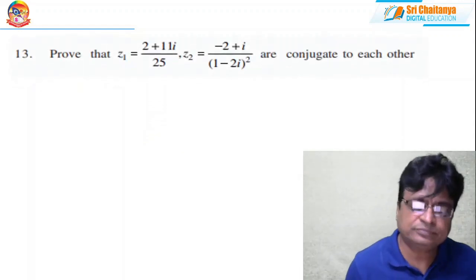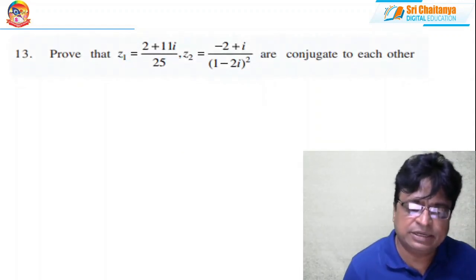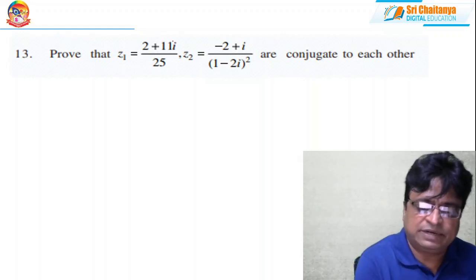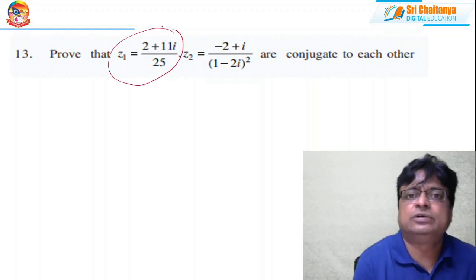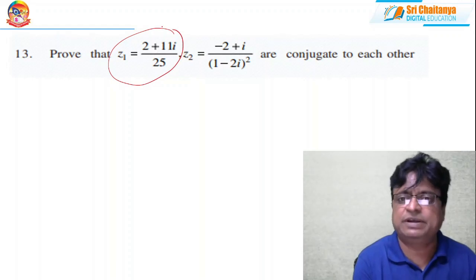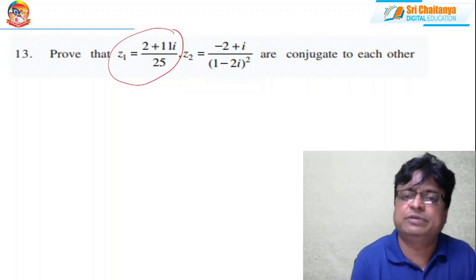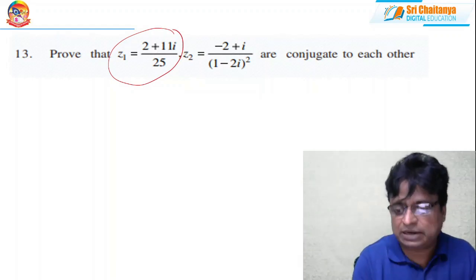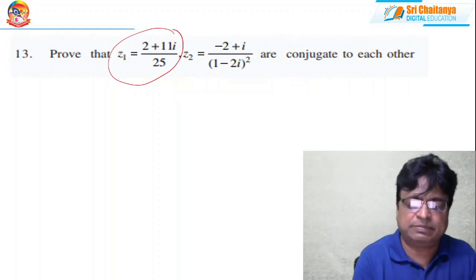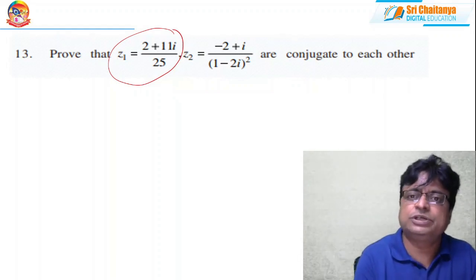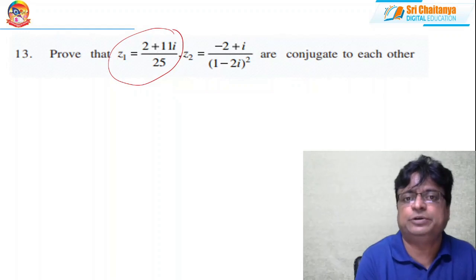So what is question 13? Prove that Z1, which is given as (2 plus 11i) by 25, and Z2, which is also given, are conjugate to each other. That means Z1 bar is equal to Z2, and Z2 bar is equal to Z1. That we need to prove.